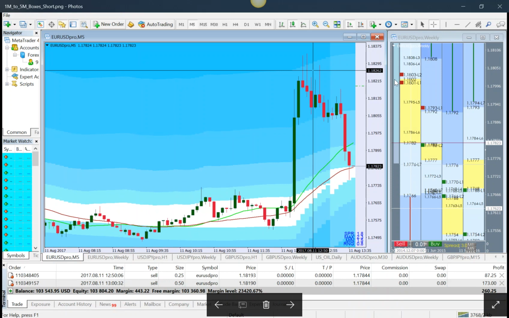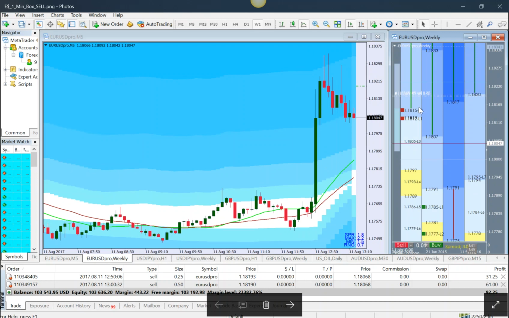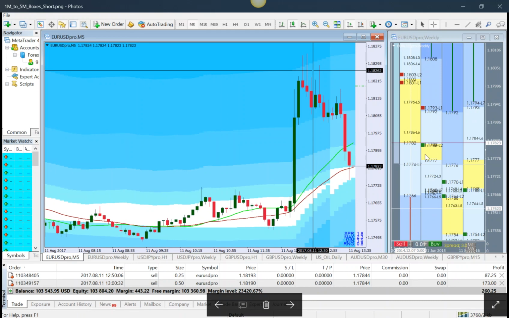It did just that. Price broke below our 1 minute boxes. Price came down to 1782. We have our pips from 1819 to 1784. And it touched the bottom of the second box there. Price broke below here. This was our target. And that's exactly what we had happen.